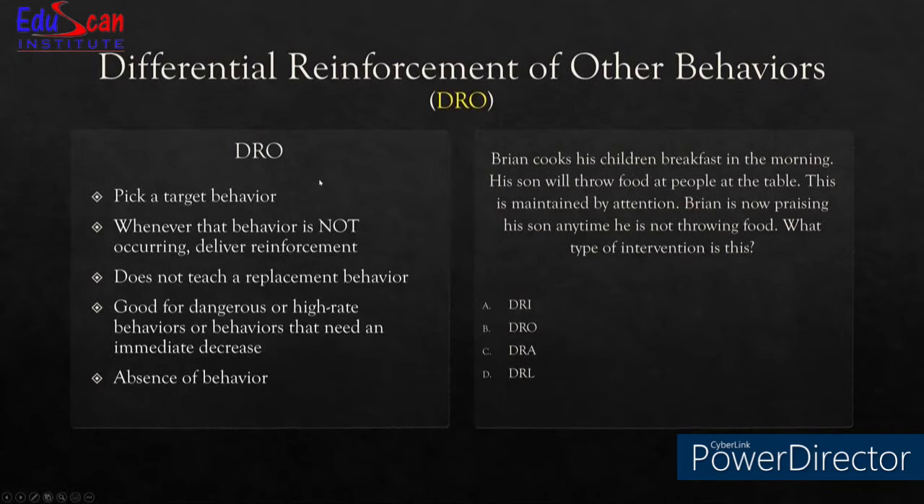Typically, you will put that on some sort of a schedule. So, if our behavior, in this case screaming, doesn't happen for 2 minutes, then we deliver a reinforcement. What is the key here? The key here is the absence of behavior, that means the behavior not occurring. A couple more things. It does not teach a replacement behavior, which is important to remember, because when we reduce behaviors, we typically try to replace them. But with DRO, we are not doing that. It's also good for dangerous or high rate behaviors.